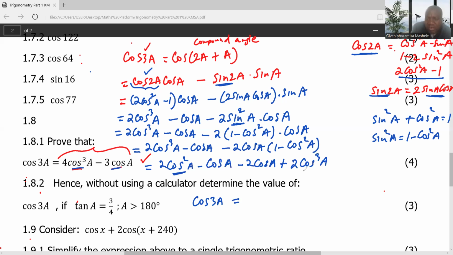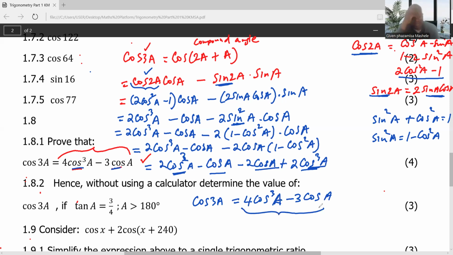This and this one are like terms. Sorry, this is a cubic. 2 cos cubic A plus 2 cos cubic A becomes 4 cos cubic A, like terms. Cos A minus 2 cos A becomes minus 3 cos A. So now we have proved our identity.